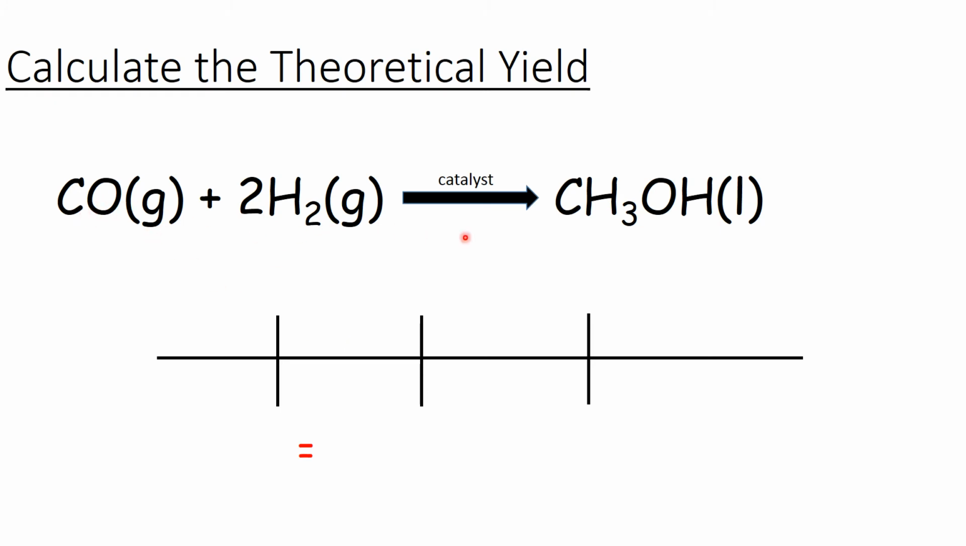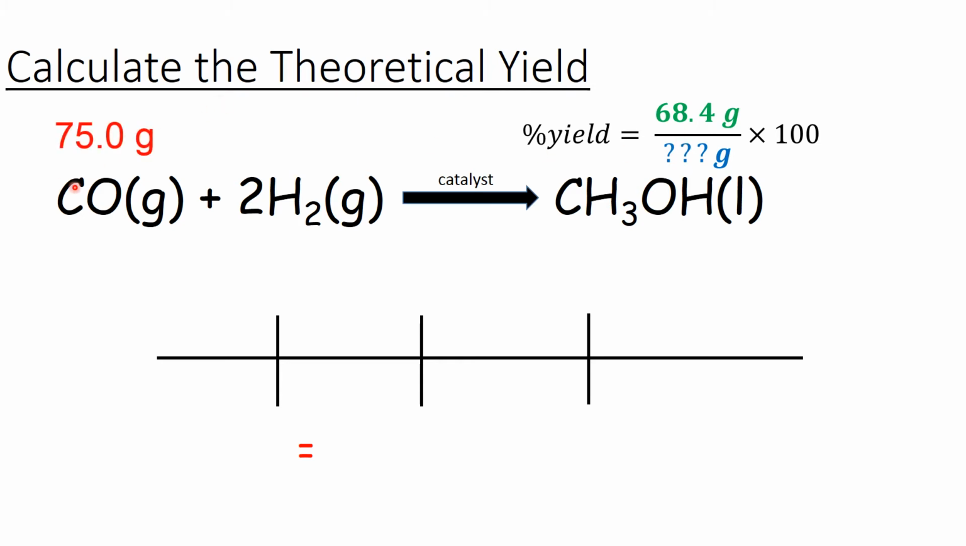So here's our equation again. Carbon monoxide and hydrogen in the presence of a catalyst produces methanol, CH3OH. We got our train track set up down here, and remember that when we're converting from grams to grams, it's always going to be the same. What we're trying to solve for is percent yield. We have the actual yield, but we don't have the theoretical. All we've got is our 75 grams of one of the reactants.